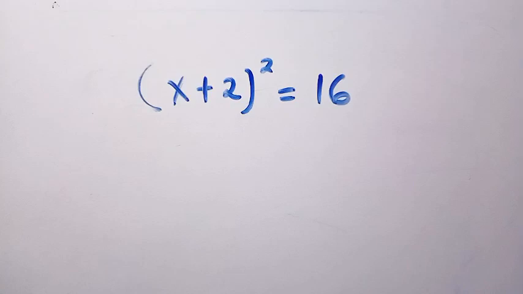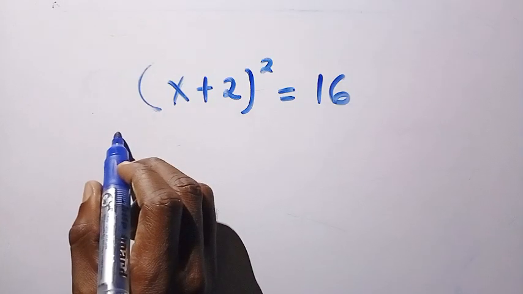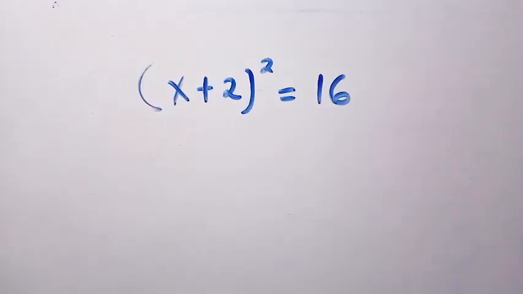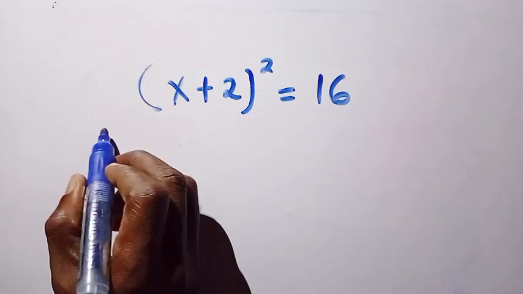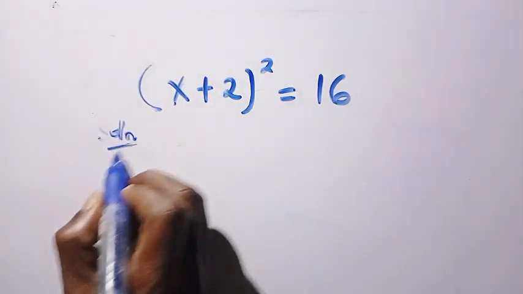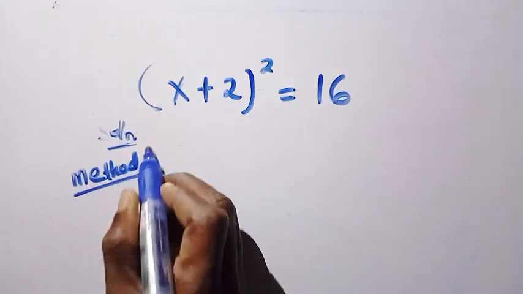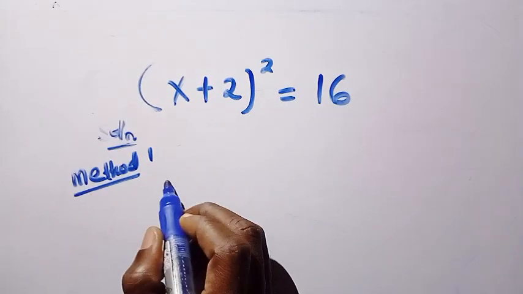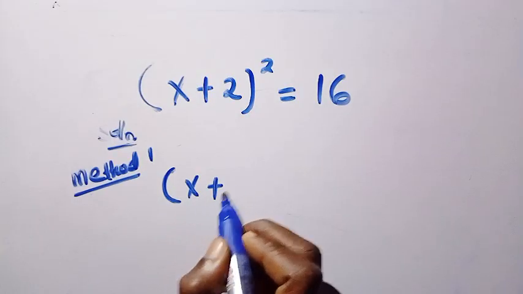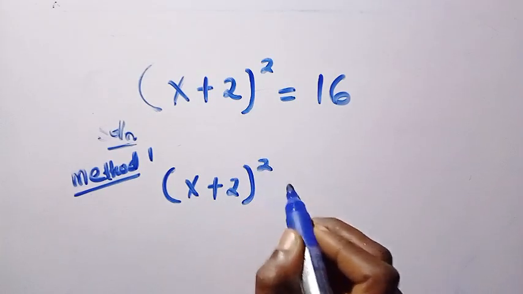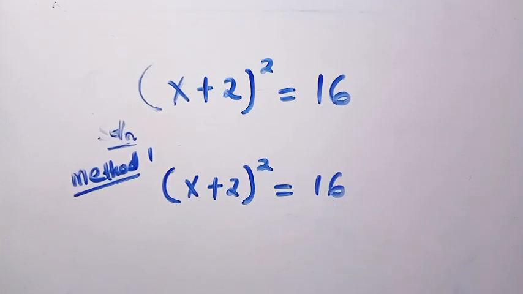(x + 2)^2 = 16. I will solve this in 3 different methods. So let's start with the solution here. Here is method 1. In the first method, we have (x + 2)^2 = 16.